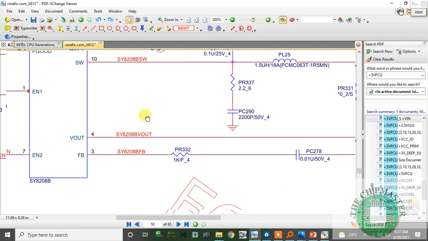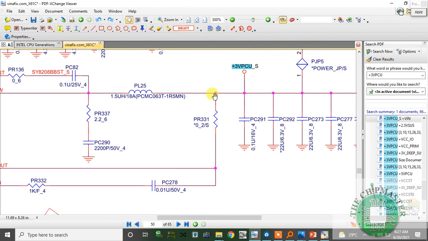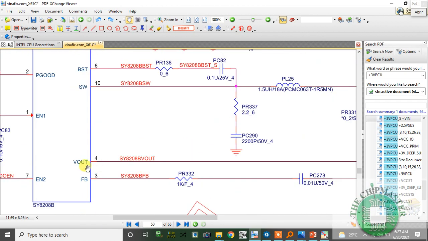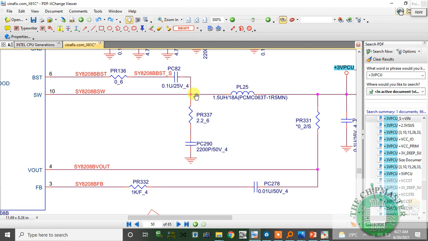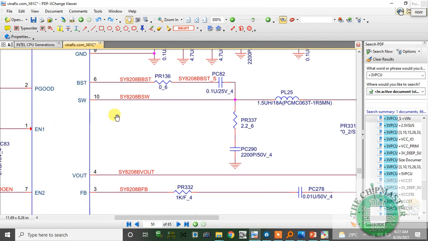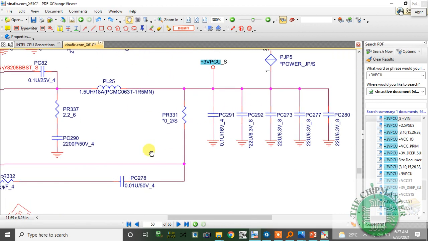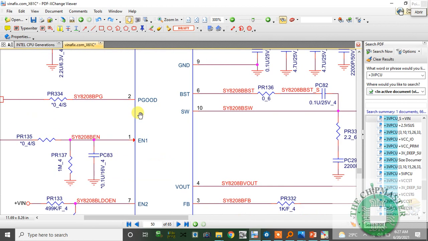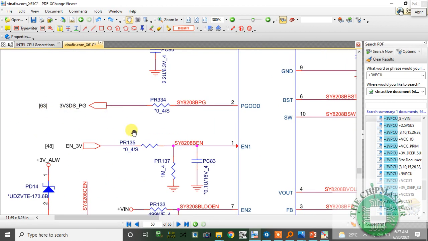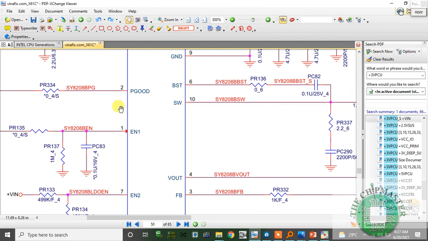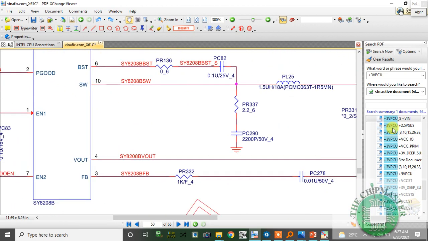And we have a feedback, and this is a valid PWM circuit, because we have an output coil, integrated MOSFET and PWM chip, filter capacitors and a feedback, and then we have the power good output. So this is a complete PWM chip. All right, this class is not on PWM, we are focusing on the standby timing. So let's go back to VCC_DSW.